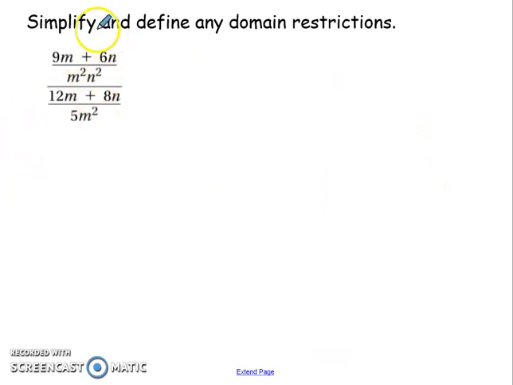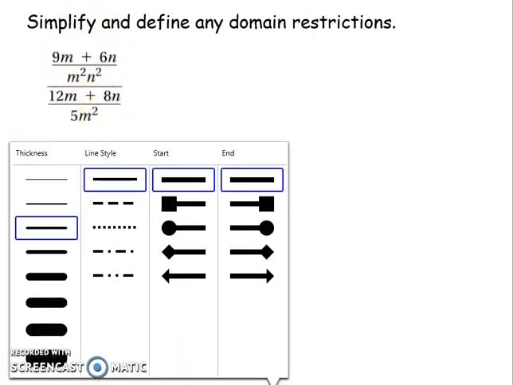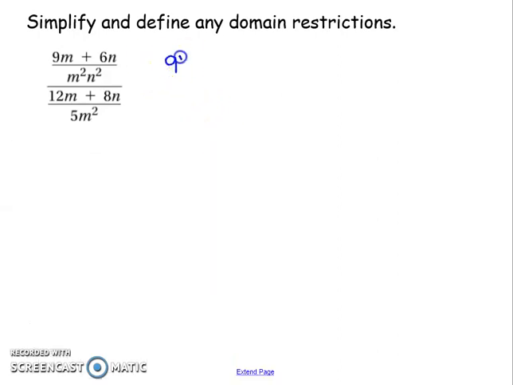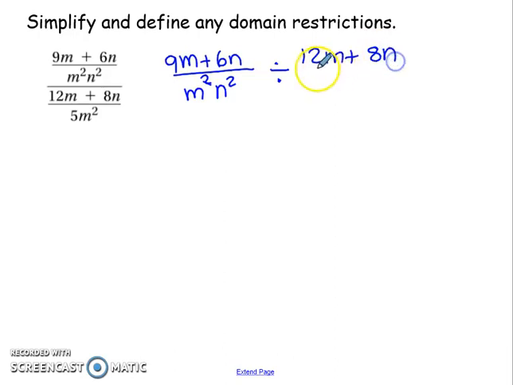Okay, so let's look at another one. Again, a fraction over a fraction. So what we're going to do is rewrite it as division horizontally. So we're going to say it is (9m plus 6n) over m squared n squared, and then divided by (12m plus 8n) over 5m squared. So we have division, so we're going to stay, switch, flip and make this multiplication.